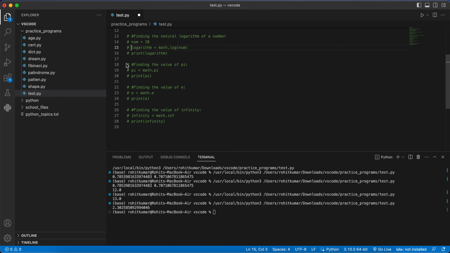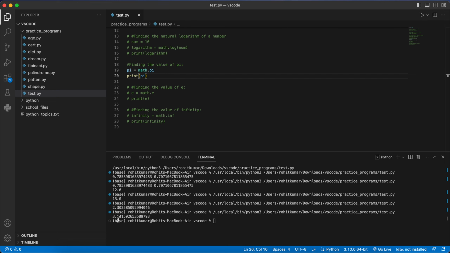Finding the value of pi. We can find the value of pi by writing pi equals math.pi. It will give us the value of pi. Let's see. It is giving us 3.14159 and so on. The original value of pi goes on to infinity. It's a very long value, but here it is giving us 10 or 12 digits of the value of pi.